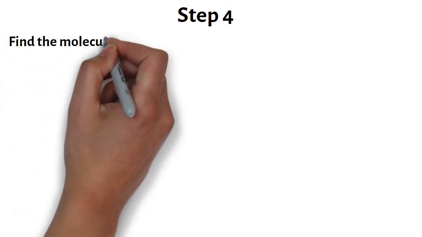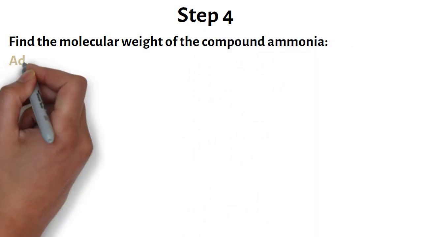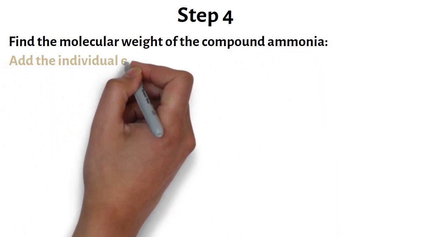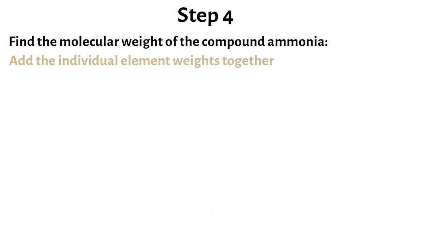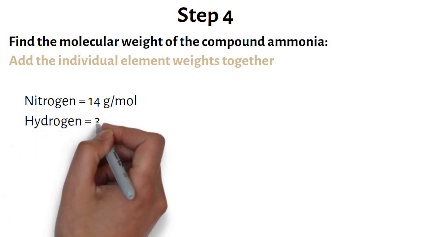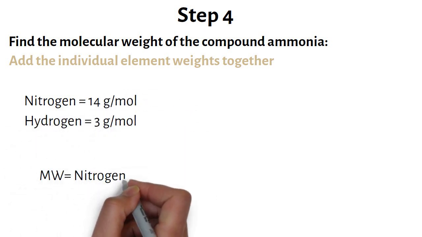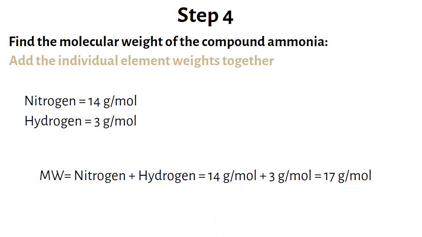With each individual element weight known, now find the molecular weight of the compound ammonia. This is done by taking the individual weight of each element in the formula and adding them together. Thus, nitrogen is 14 and hydrogen is 3. So add 14 and 3 for a total of 17 grams per mole.